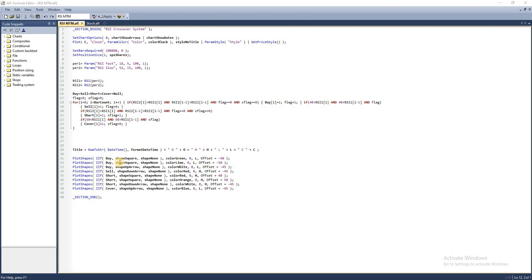In this episode, we are going to learn how to code RSI crossover system in AmiBroker AFL. So let's get into the setup first.